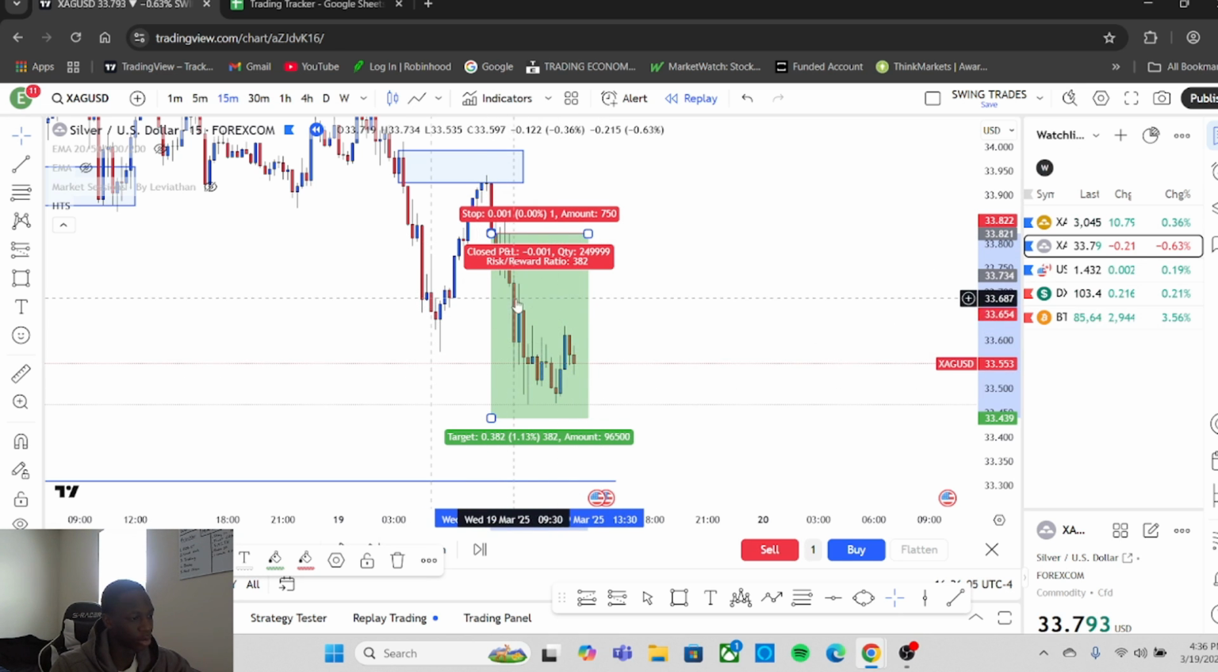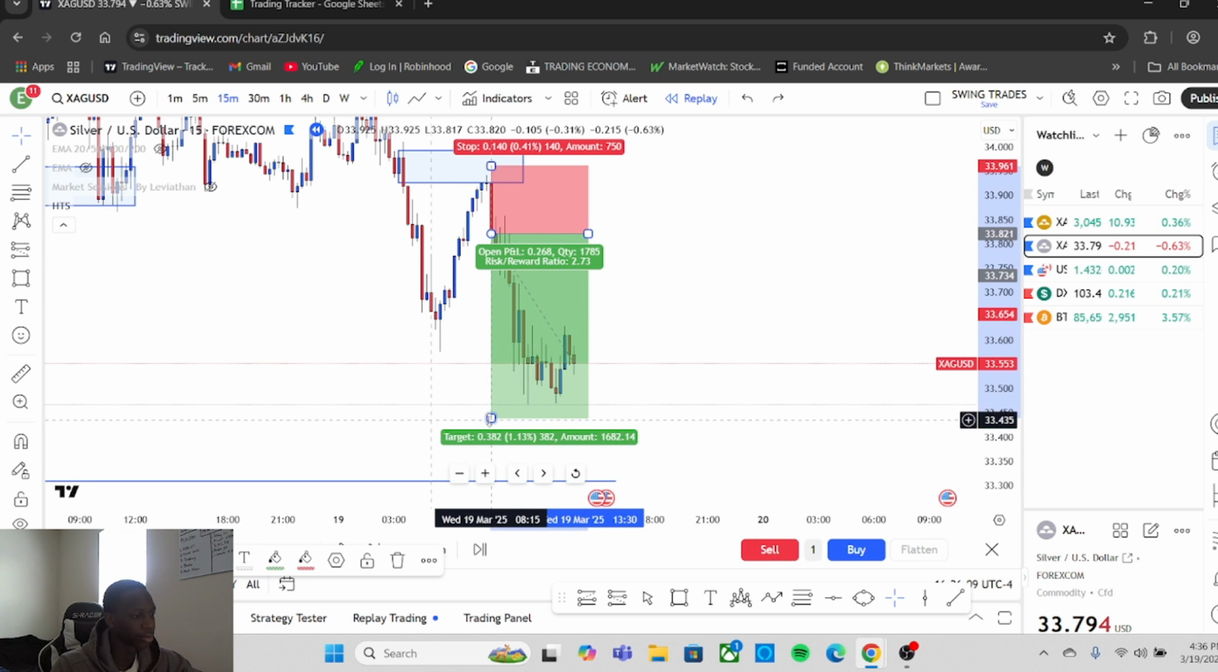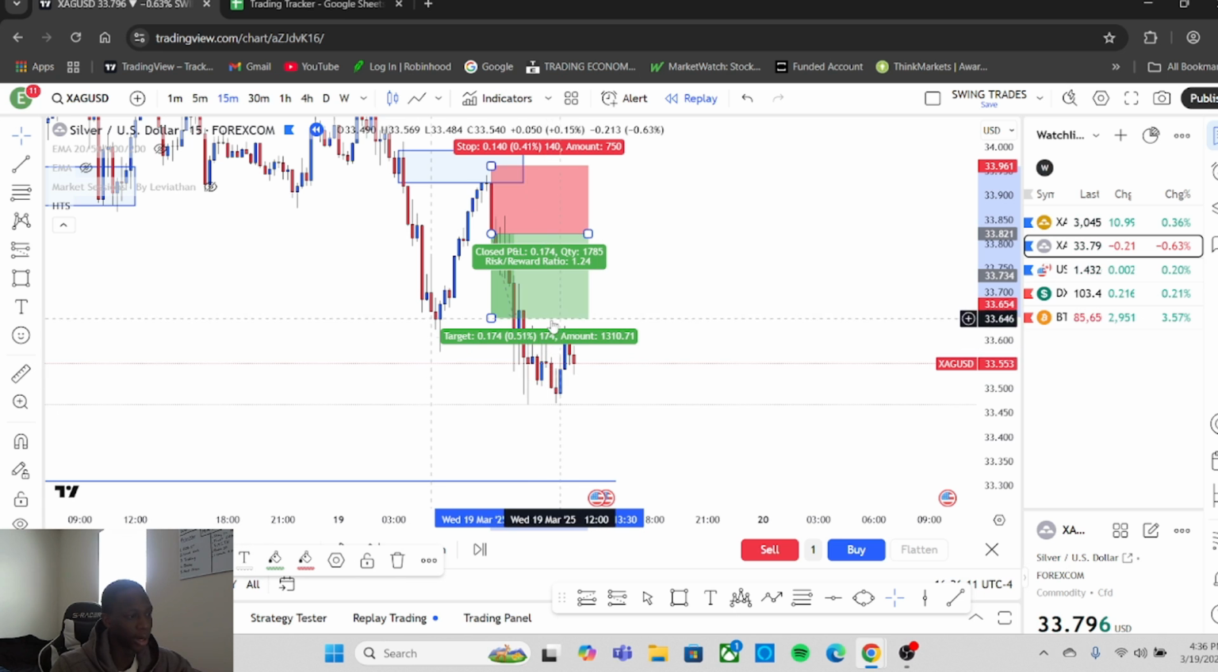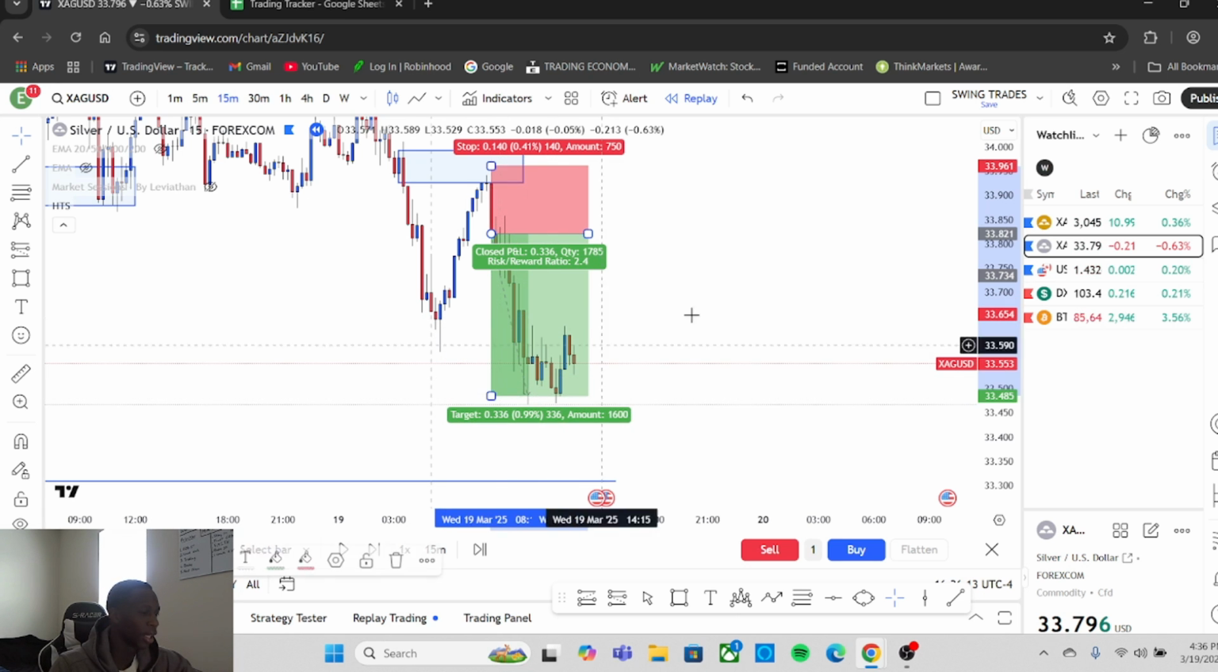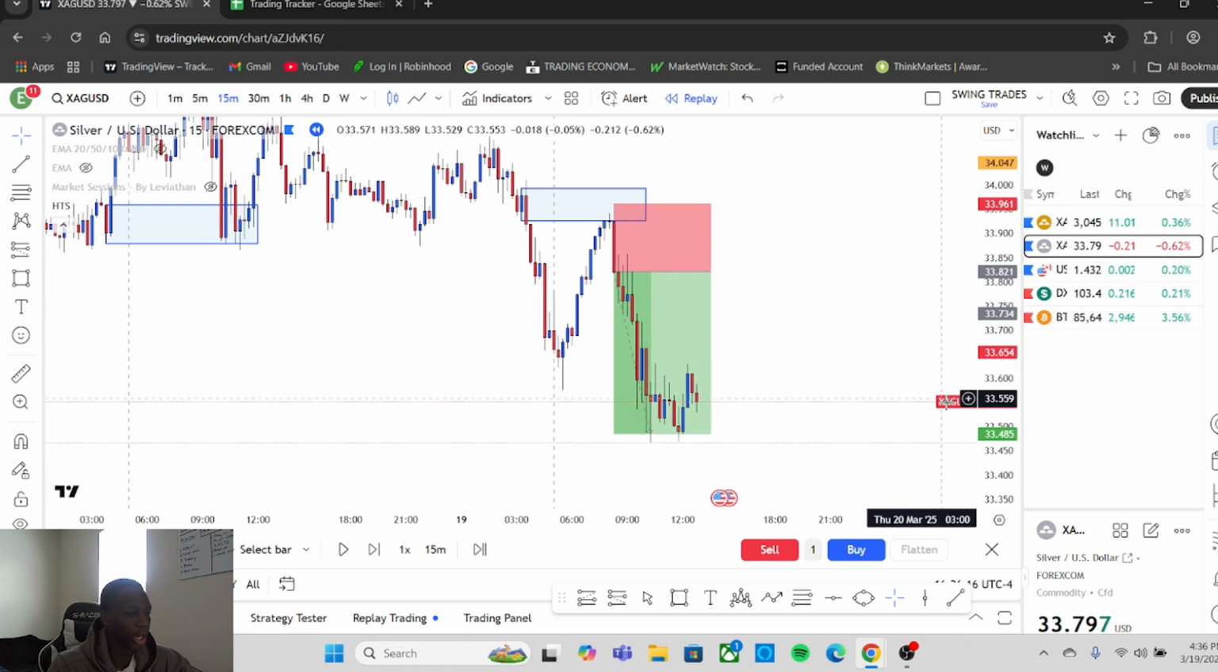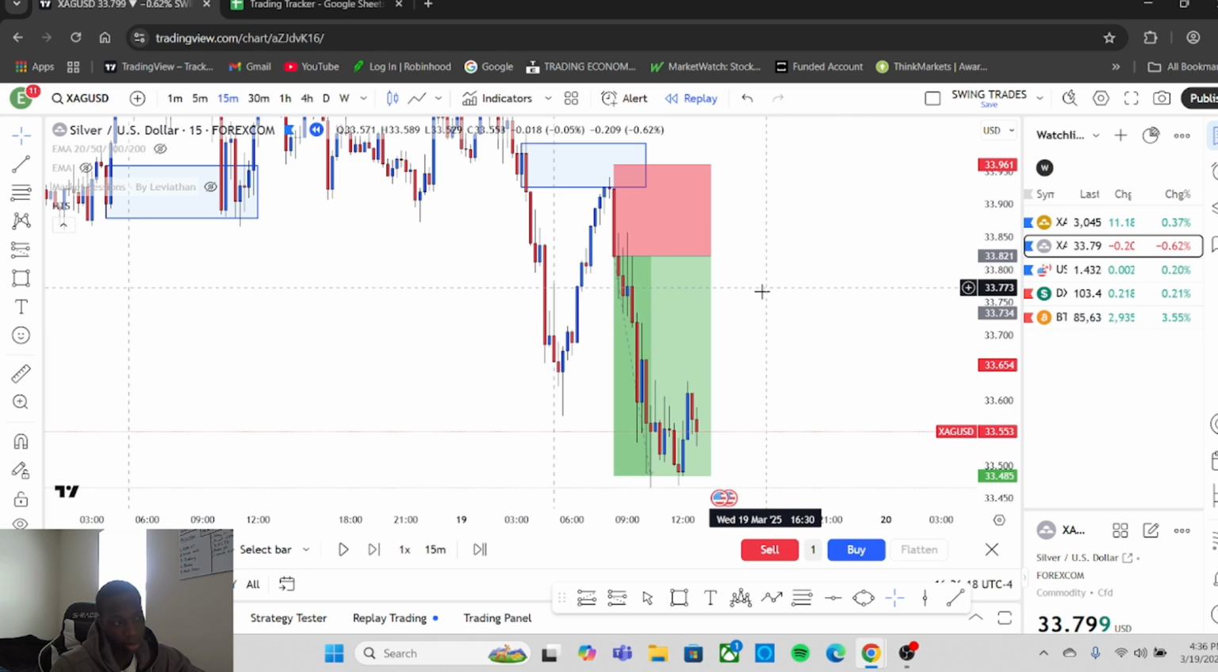Price would have come back. So at least I would have gotten like a 1-to-1 if it pulled back and stopped me out. So it is what it is. But yeah, just a beautiful trade. Everything that I'm looking for in the trade. If I was on the chart, I would have taken this.